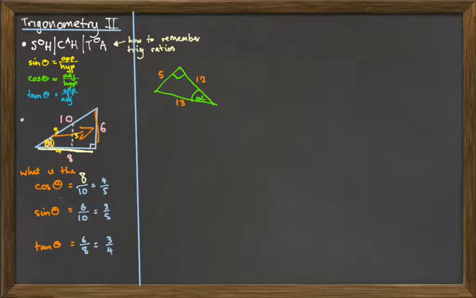Okay, so if I draw this triangle, we can see that this is a right angle triangle. Also notice how it's a Pythagorean triple. 5 squared plus 12 squared is 169, which is the same as 13 squared. Okay, so the question is, work out alpha. So how do we do that?